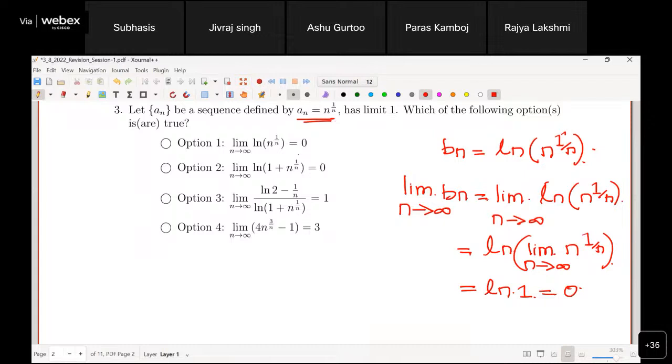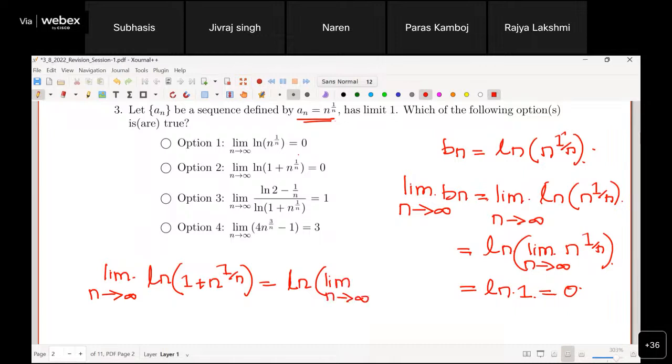Any doubt from this option 1? No, sir. Next. Okay. So similarly, you can do the same thing with option number 2 as well, because again you have a log function, so you can interchange the limit and the value of the function. So what you can do, you can write this as ln, limit n tends to infinity 1 plus n power 1 by n.